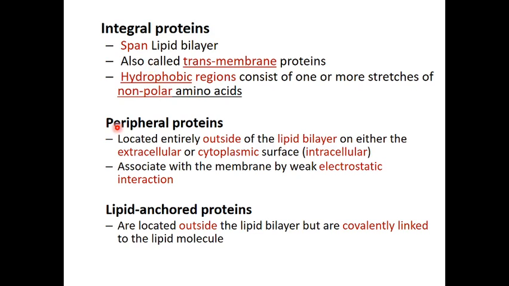Okay, then you have another type, peripheral proteins, located entirely outside of the lipid bilayer on either the extracellular, as I mentioned earlier, or the cytoplasmic surface, that is intracellular. That is how the name peripheral. Peripheral can be either extracellular or intracellular, associated with the membrane by weak electrostatic interaction. So this is the weak bond.